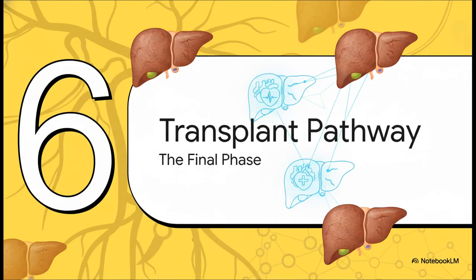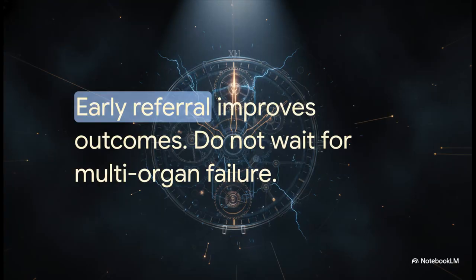If your patient has decompensated, we've reached the most consequential phase of the algorithm. Section 6, the transplant pathway. I really want you to absorb this clinical mandate. Early referral improves outcomes. Do not wait for multi-organ failure. This isn't just a suggestion, right? It is an absolute requirement. Any decompensation, a MELD score of 15 or greater, or a poor quality of life due to cirrhosis should immediately prompt a liver transplant pathway evaluation. Early referral is literally a lifesaver.